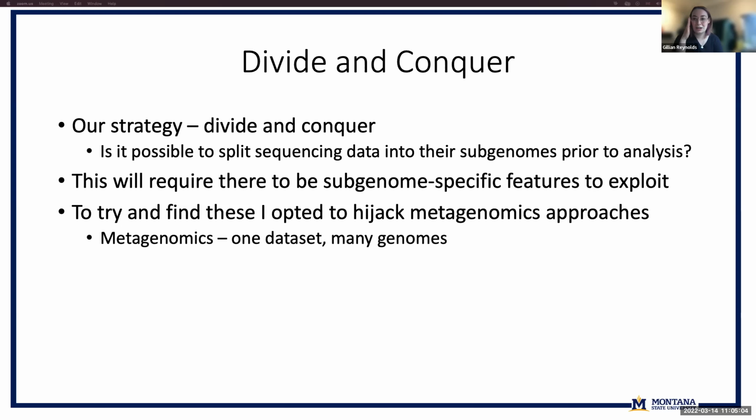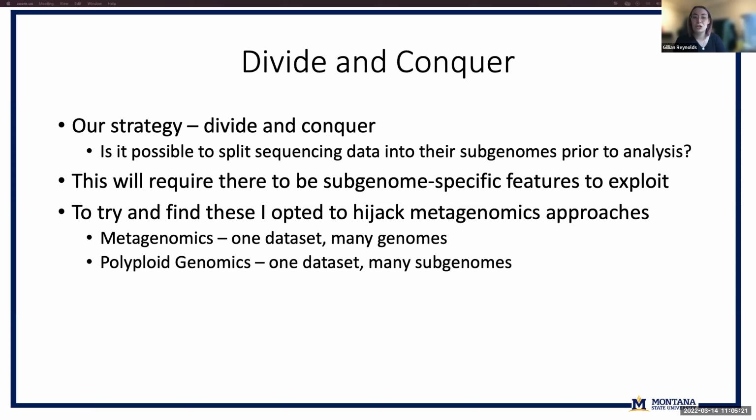This is because when you take a step back, you realize that metagenomics and subgenomics actually have two very similar problems. With metagenomics, we have one data set and many genomes. So if I took a swab from your mouth and sent it off for sequencing, what you'd get back is a whole bunch of the genomes belonging to the bacteria in your mouth. Whereas with polyploid genomics, what we have is one data set and many subgenomes. So it's a related problem.